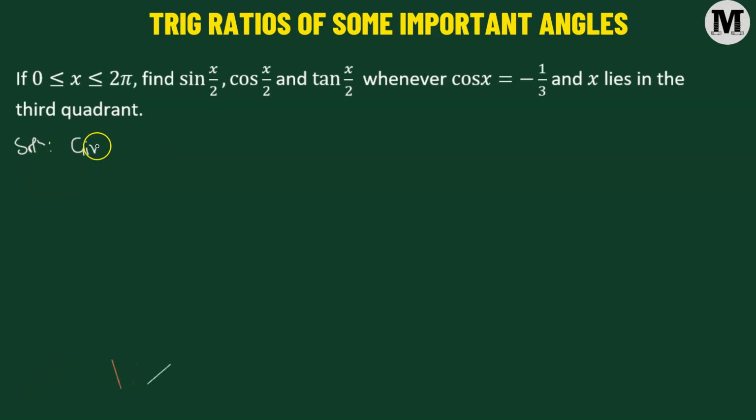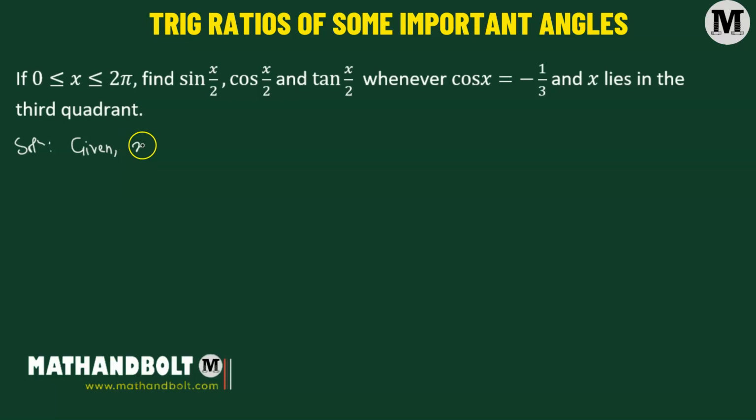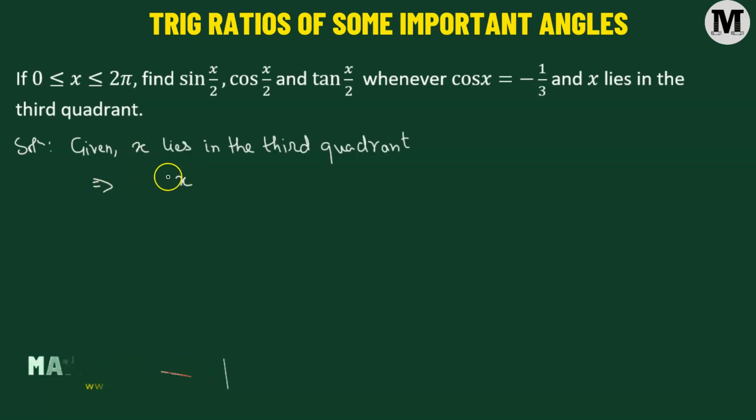Now we'll start with the quadrant in which x lies. It's given here that x lies in the third quadrant. So this means that x must lie between pi and 3 pi over 2 radians. In the third quadrant, we know that only the tangent function is positive. Everything else is going to be negative, and that's evident from the fact that cosine of x is given by a negative value.